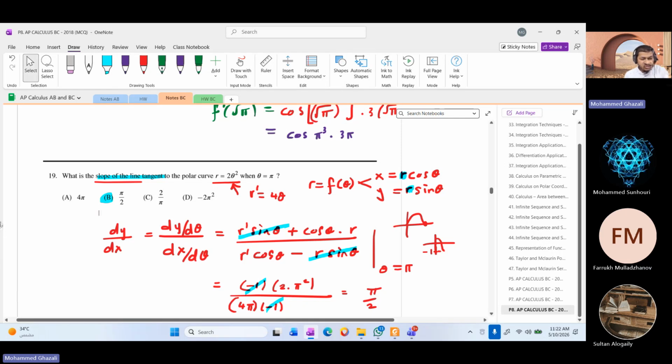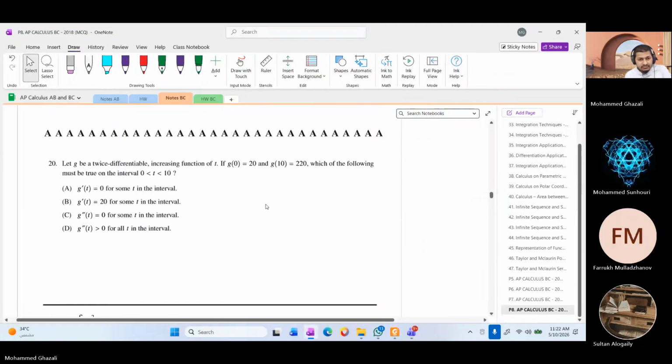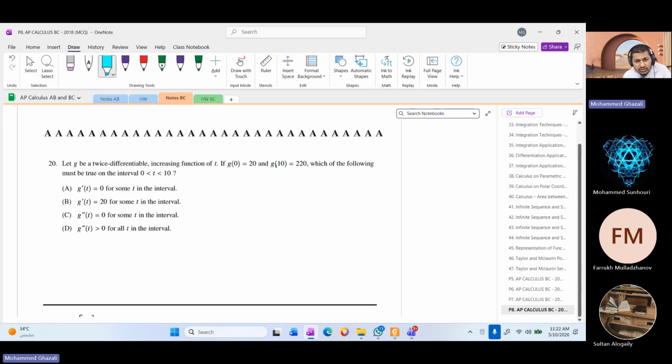Question 20. Let g be a twice differentiable increasing function. If g of 0 is 20 and g of 10 is 220, which of the following must be true on the interval 0 to 10? We did this in AB as well.